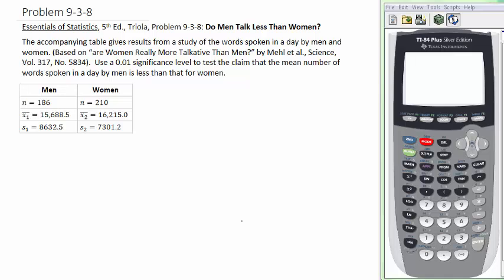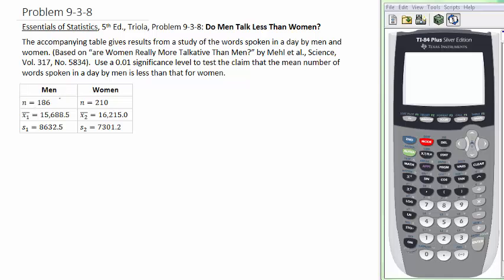Let's take a look at this hypothesis test problem. The accompanying table gives results from a study of the words spoken in a day by men and women. Use a 0.01 significance level to test the claim that the mean number of words spoken in a day by men is less than that for women.